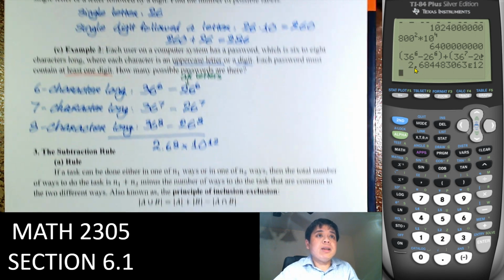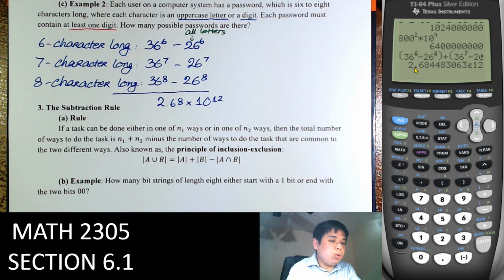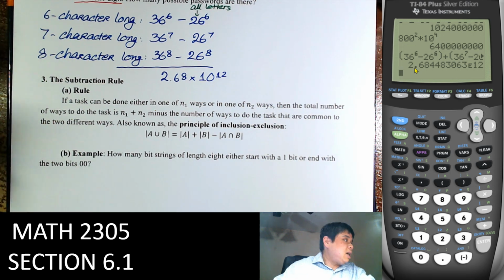Next we have the subtraction rule. The subtraction rule: if a task can be done either in one of two ways, and the first task is done in N1 ways, the second task in N2 ways, then the total number is N1 plus N2 minus the overlapping of the two. Here's an example.